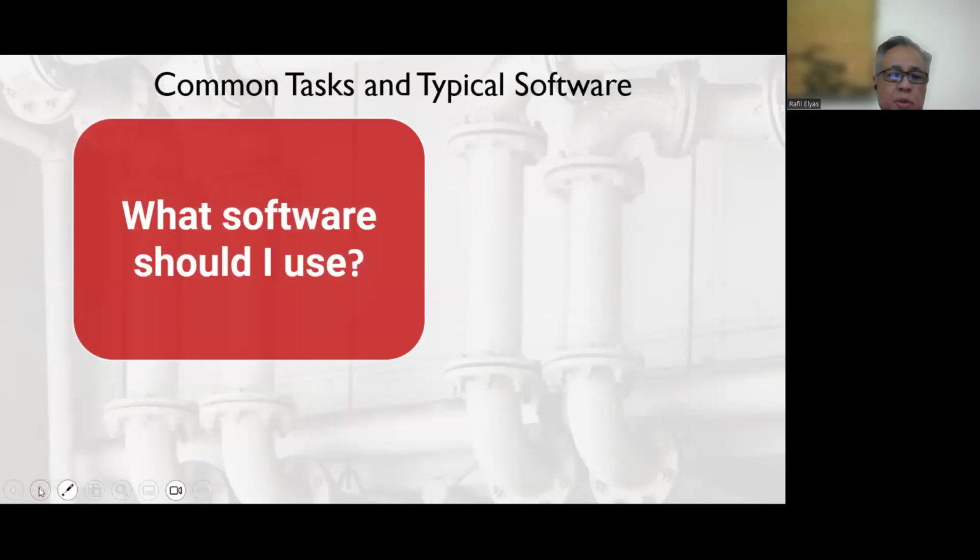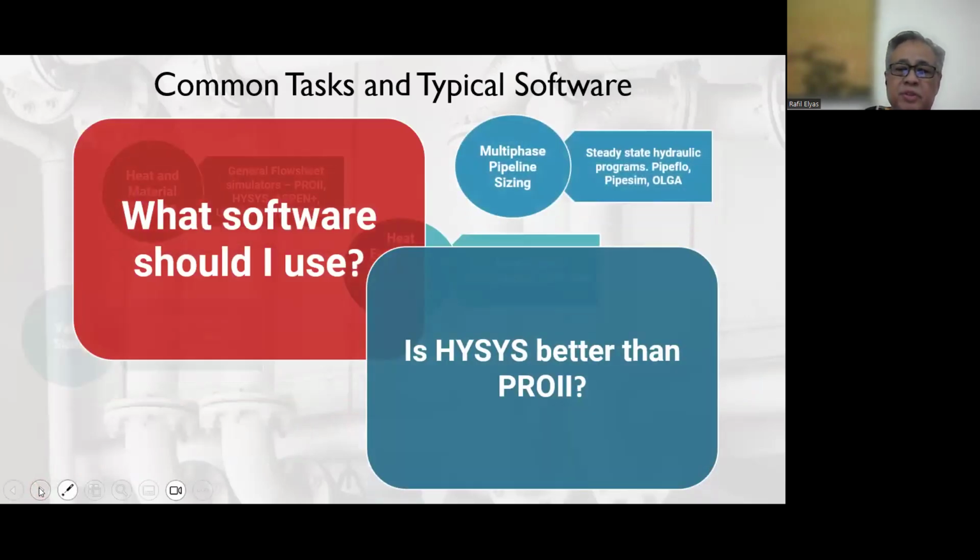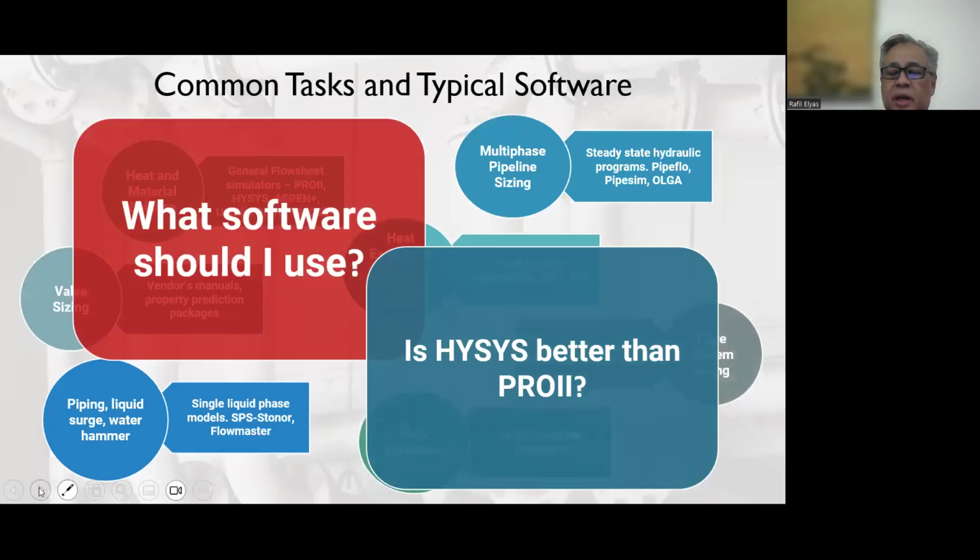And people used to call me all the time and say, hey, you used to work for SimSci, used to work for Hyprotech, used to work for AspenTech. What's better? Is HYSYS better than Pro/II? And the answer is, really, it depends, and depends on what you want.